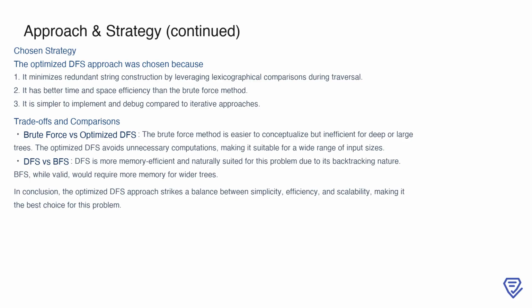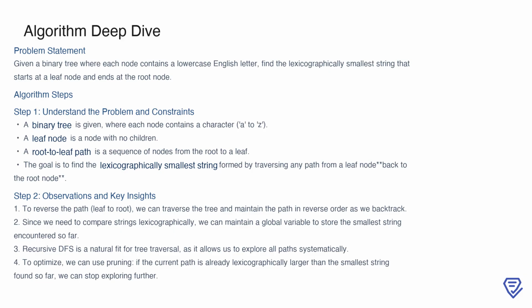In this problem, you're given a binary tree where each node contains a lowercase English letter, and your task is to find the lexicographically smallest string that starts at a leaf node and ends at the root. A leaf node is simply a node with no children, while a root-to-leaf path is the sequence of nodes from the root down to a leaf. However, since we need a string from the leaf back to the root, we'll essentially reverse the path during traversal.